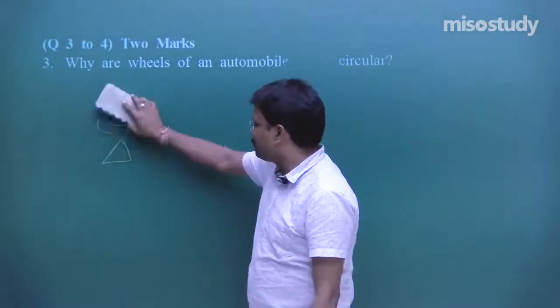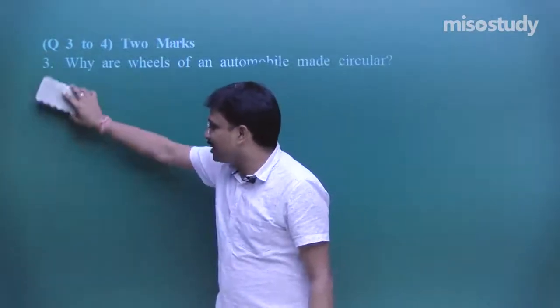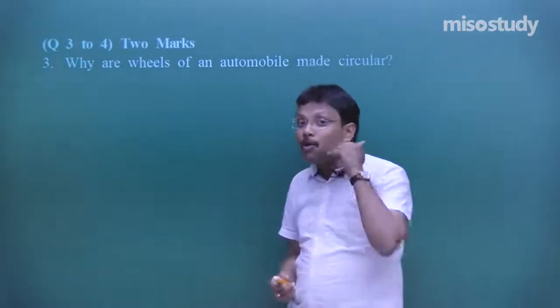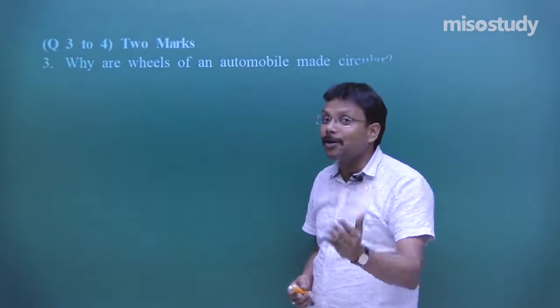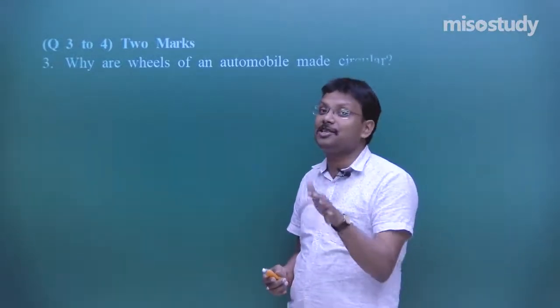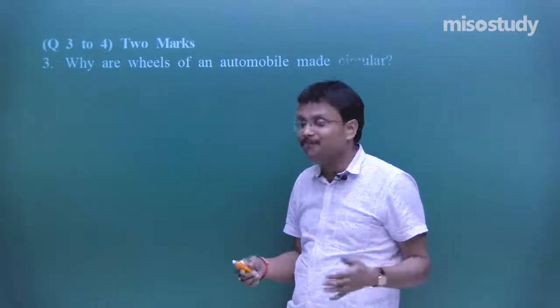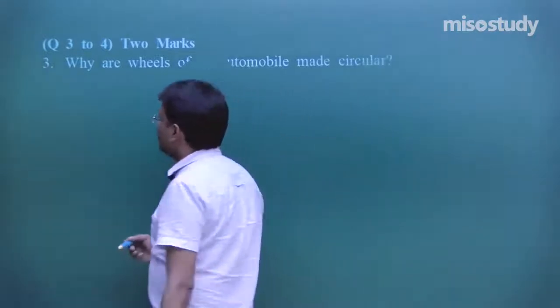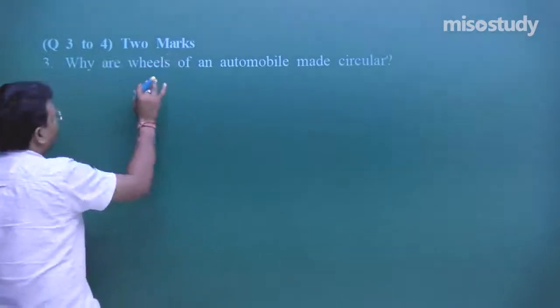Simple. Technically speaking, forget about the shape. Technically speaking, it is because of rolling, and rolling means what? Rolling friction, and rolling friction is less than the sliding friction. So why are the wheels made circular? The answer is, because it is 2 marks, I will write down one line.